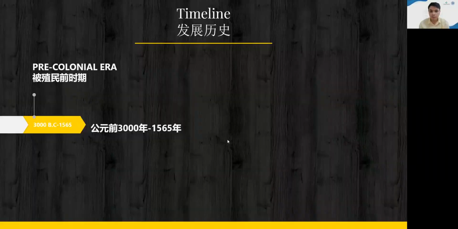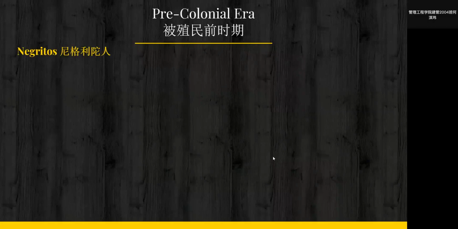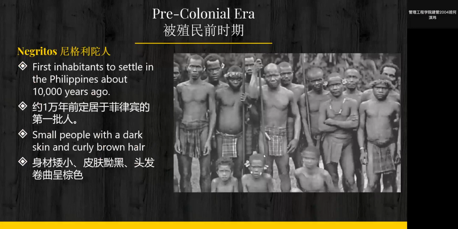The pre-colonial era is the period prior to the arrival of the colonizing countries. During this time, several ethnic groups populated the different regions of the country as a result of several migrations. The first known inhabitants of the Philippines were the Negritos, about 10,000 years ago. The basic features of these people are that they are small with dark skin and curly brown hair.